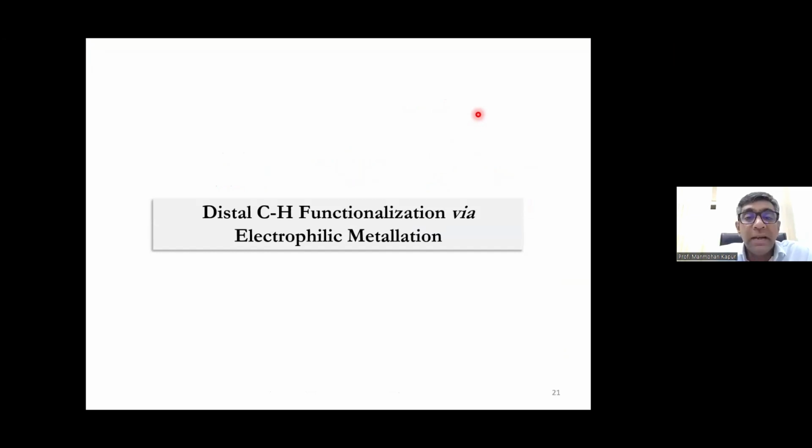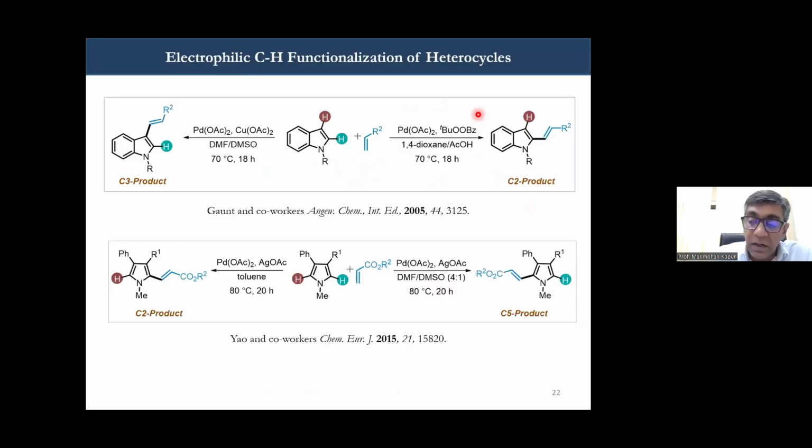So what exactly is this electrophilic metallation? If you see Matthew Gaunt's work in 2005, where he started off with indoles and functionalized both the C2 as well as the C3 position of indoles, depending on the solvent that was employed, which indicated that in this particular case, the directing group is not playing a role in the functionalization. So how exactly is this particular reaction working?